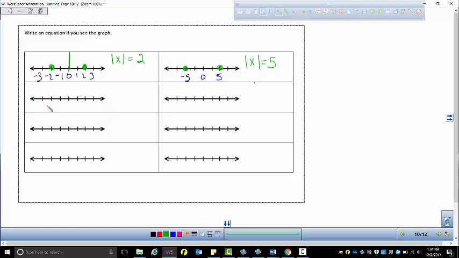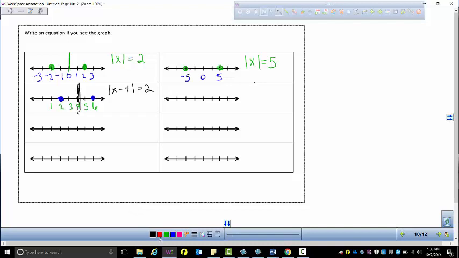Now let's try a different one. Let's say that I have a 1, 2, 3, 4, 5, and 6. And I have a point at 6 and a point at, let's say, 2. Now what point is in the middle? 4 is in the middle of those. So it's going to be the absolute value of x, and we have to do the opposite of this, so it's going to be -4 equals, now how far away is this middle from this point? It's 2 away.